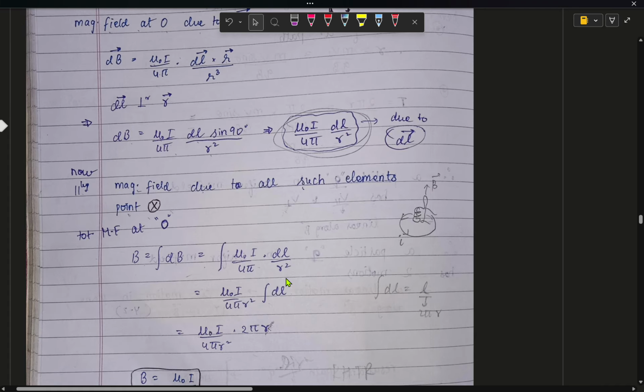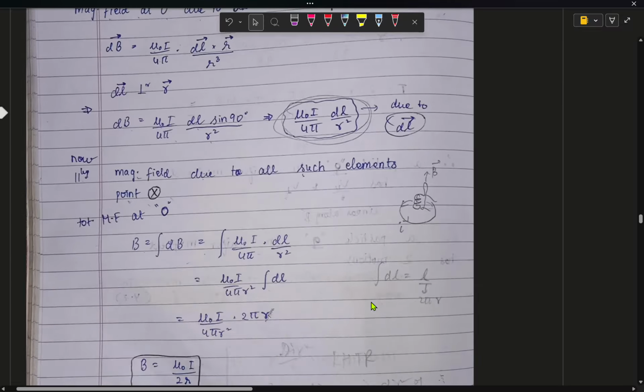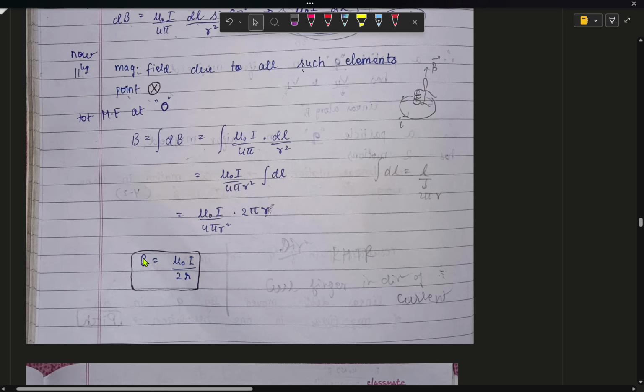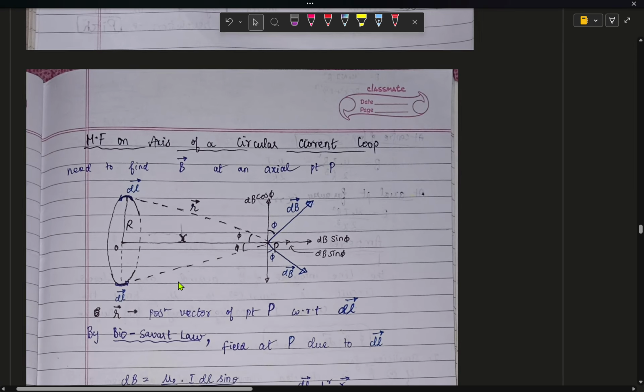If you integrate, 1 by r square is constant because you are integrating with respect to the length. So integrating dl gives the circumference, nothing but the length, 2 pi r. Cancel it. So the magnetic field due to a circular current carrying loop at the center is mu naught times I divided by 2 times the radius. That's it. A direct formula you have to remember. Next.